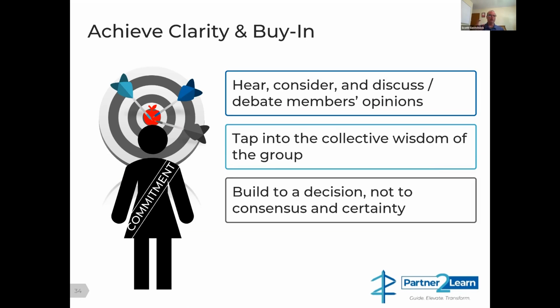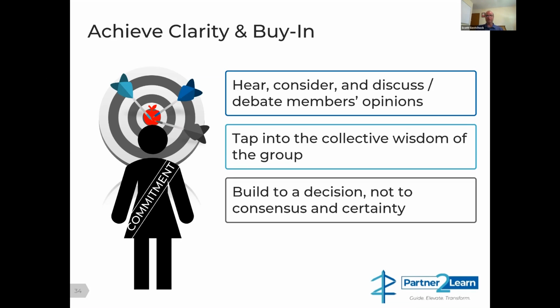You want to hear, consider, discuss, debate members' opinions. Everyone has a voice, and everyone needs to express that. I do not allow a meeting to go by where I don't hear everyone's voice. It can be as simple as a yes or a no, but I want to hear the voice. Head nodding is unacceptable. I want to hear a voice, that verbal commitment.